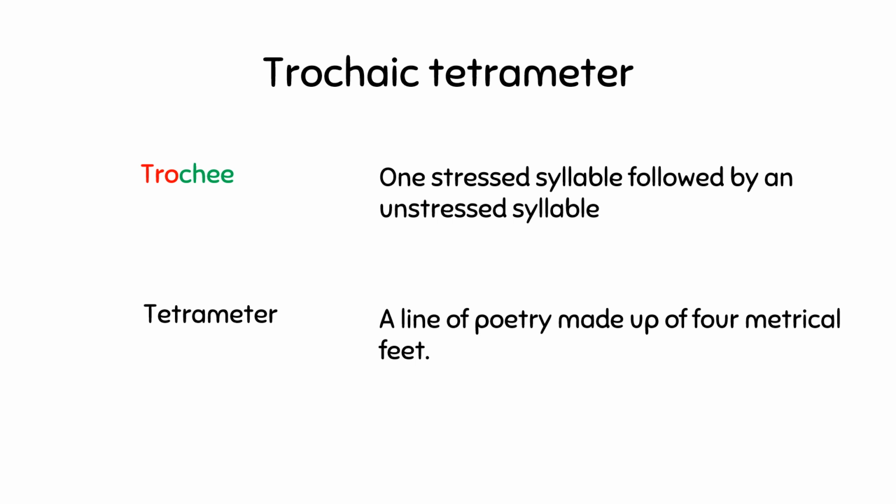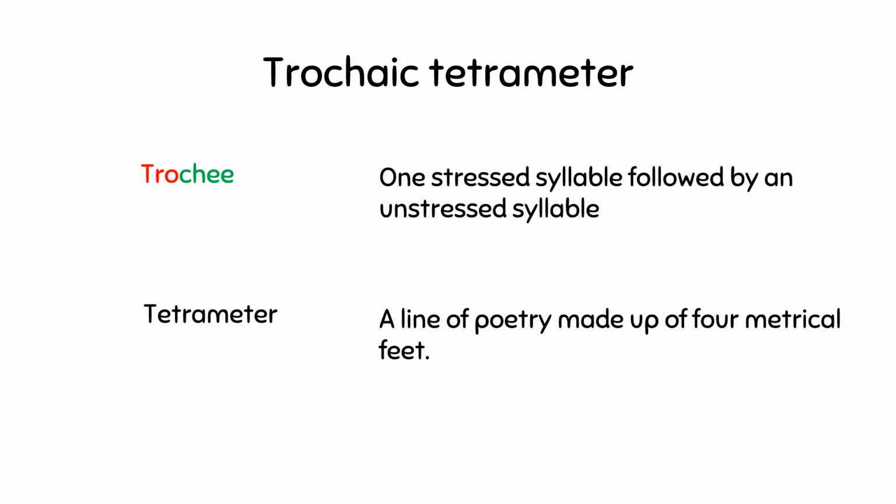Very frequently in poetry, you'll actually see the opposite of that. You'll see an unstressed followed by a stressed syllable. Those are called iambs. And again, the sound "I am" will reveal what that meter will be. I am, I am, I am. This time it's the opposite. It's trochee, trochee, trochee. Now the word tetrameter means a line of poetry made up of four metrical feet.